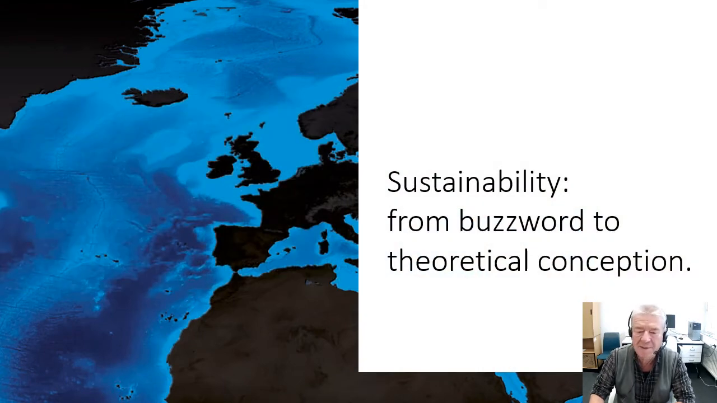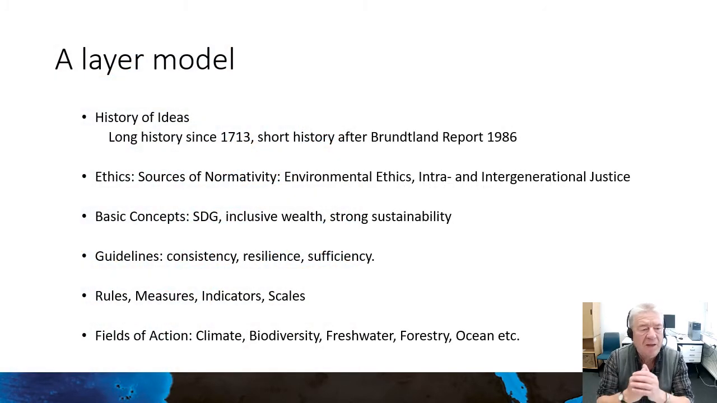My intention is to change sustainability from a mere buzzword to a more theoretical conception. To do so, I offer you a layer model. The first layer is a history of ideas, and there is a long history since 1713, and there is a short history after the Brundtland report in the 80s. A second layer is about ethics, because sustainability is a normative concept. It does not tell you how the world is, but how it should be. Ethics deals with sources of normativity, and my sources of normativity are environmental ethics and intra and intergenerational justice.